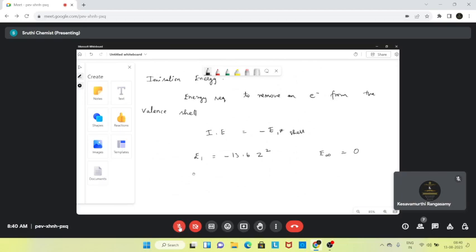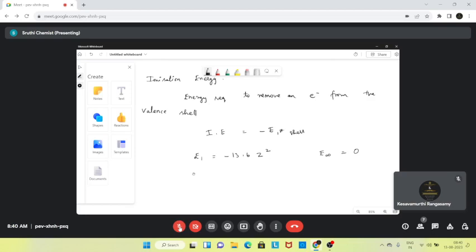So you are taking hydrogen, and from the hydrogen you are removing an electron. So the electron will move to where? It will move to the infinity orbit. At the infinity orbit, what is the energy of the electron? Yes, at the infinity orbit, what is the energy of the electron?